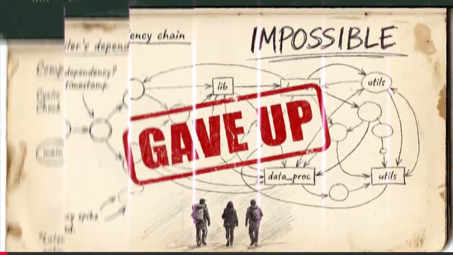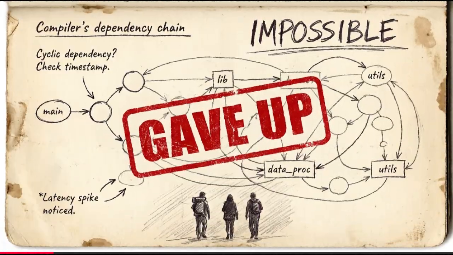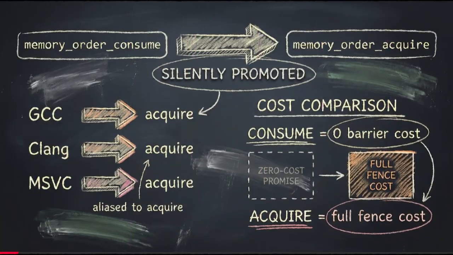So how did compiler developers actually fix it? Did they rewrite their optimization engines to track these brittle dependencies? No, they realized it was practically impossible. Teaching every single optimization pass to preserve these delicate dependency chains was overwhelmingly complex. So compiler developers simply gave up. They gave up? Pretty much. Yeah. Every major compiler essentially implemented standard memory order consume by silently promoting it to standard memory order acquire.